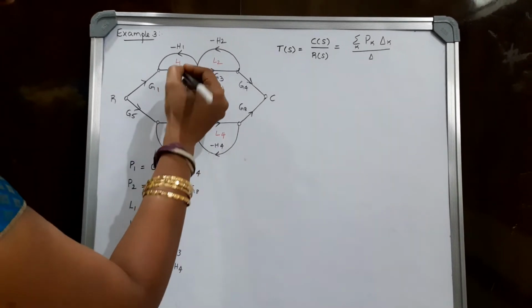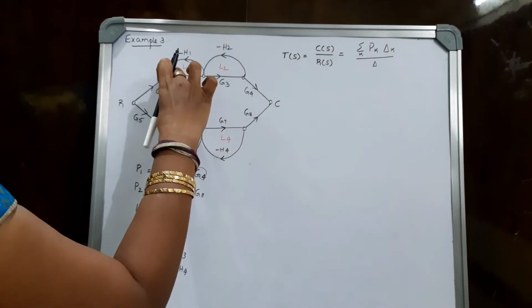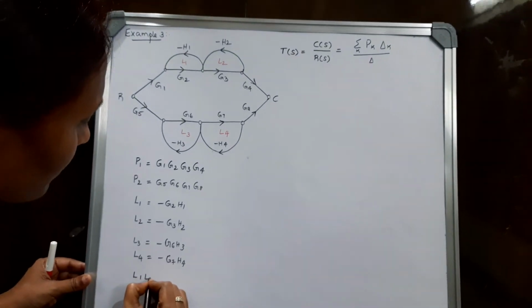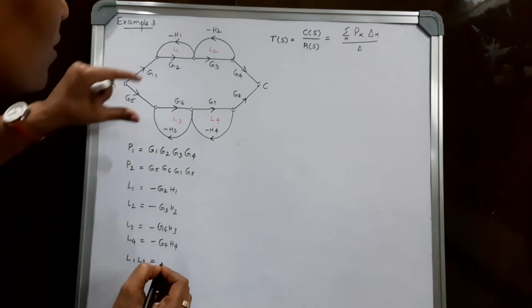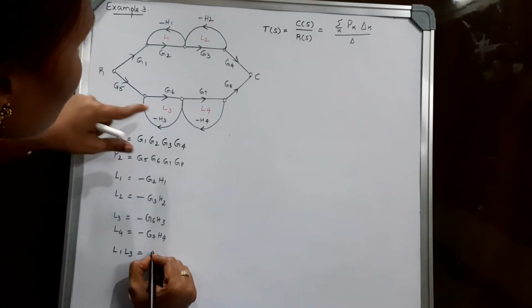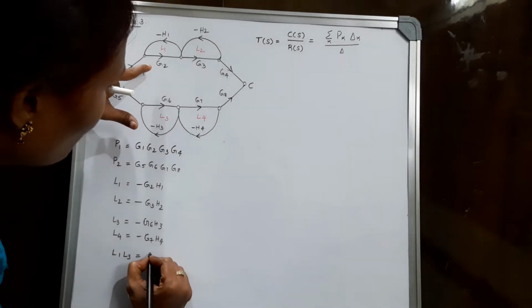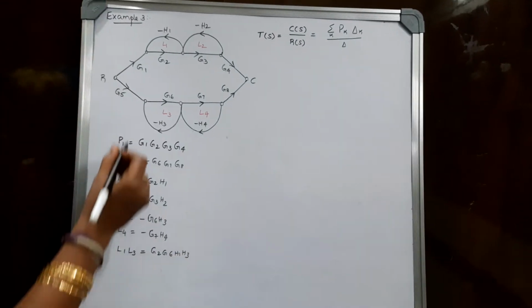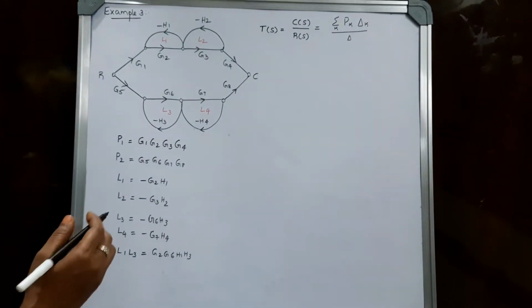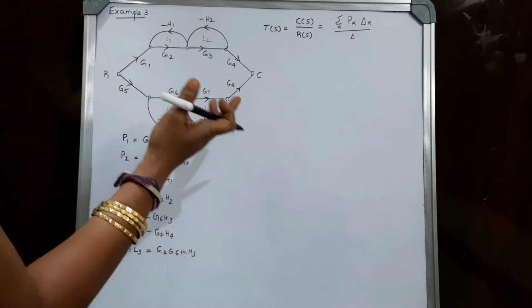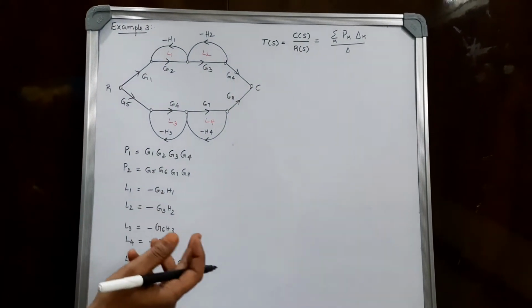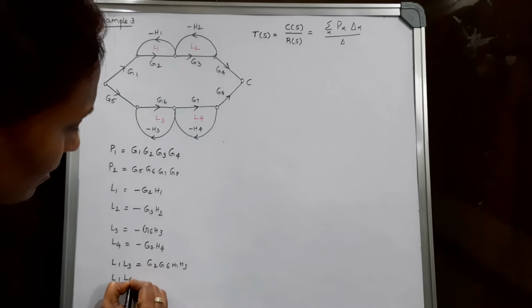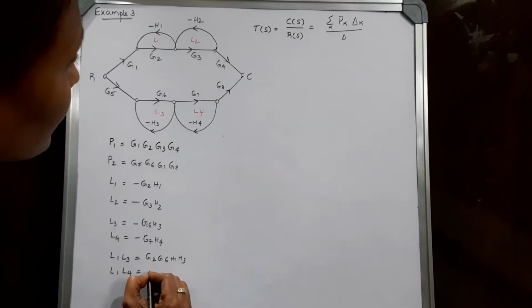So what we can do here is L1, L3. Consider these two. Yes, we can consider this to be the first combination of non-touching loops taken 2 at a time. This minus, minus becomes plus, so the loop gains being G2, G6, H1, H3. Then another combination is L1 and L4. If I take these two, they are not touching each other, they are not sharing a common node. Hence one more combination is L1 and L4, with the corresponding loop gains being G2, G7, H1, H4.